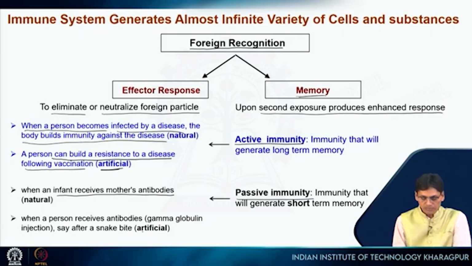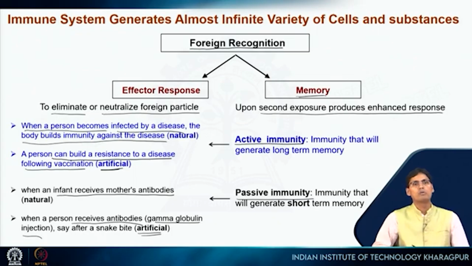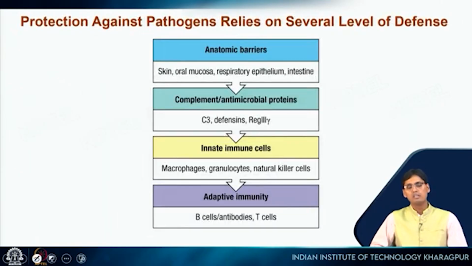And the artificial passive immunity, when a person receives antibodies, for example, a gamma globulin injection after a snake bite. This gamma globulin injection is some kind of passive immunity, but this is artificial, not the natural one. So this is some overall idea about our effector response and the memory. Now, for today's lecture, this is the last slide. As I mentioned, today I'm just discussing the introductory part of our immune system.